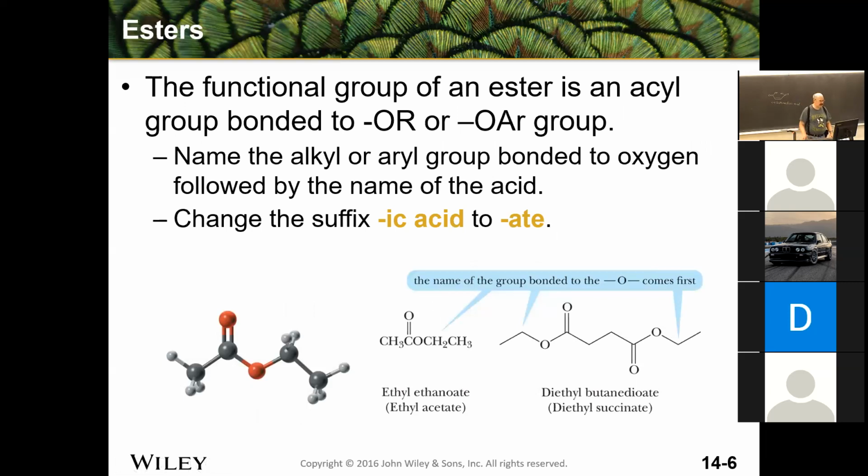Next we'll look at esters. The functional group of an ester is an acyl group bonded to an OR or OAr group. So we'll name the alkyl or aryl group first, that's bonded directly to the oxygen, followed by the name of the acid from which it is derived. And we'll change the suffix, IC acid, to ate.